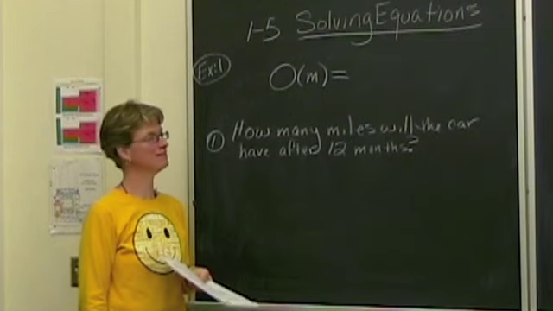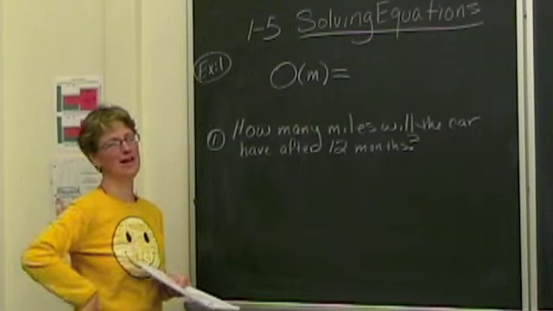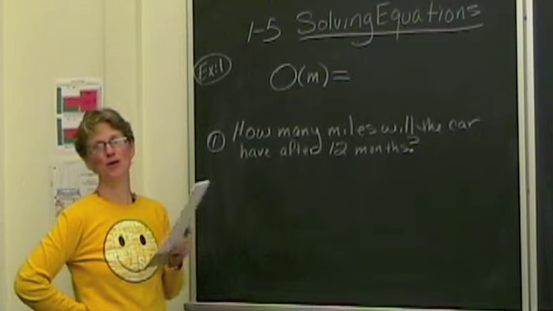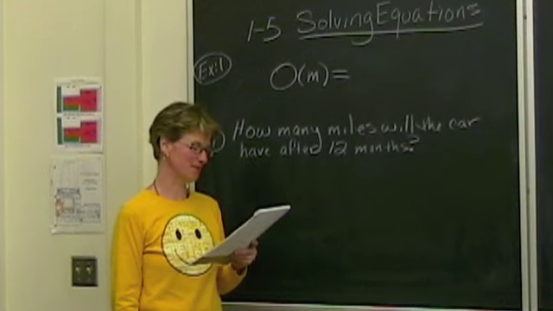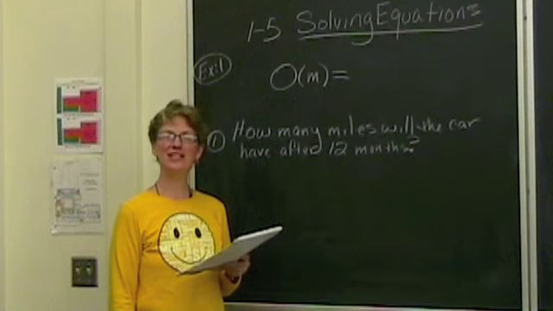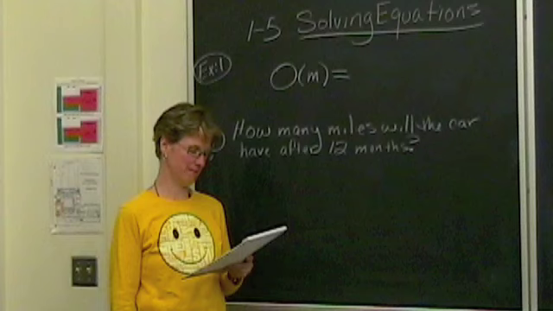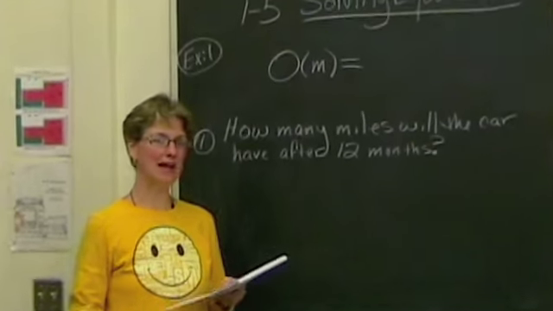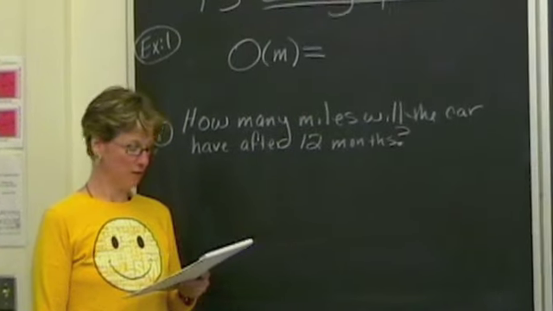Solving equations. Now, I happen to know there is a young man out there named Thad who is going to buy a vehicle, a used vehicle. It's going to have 88,000 miles on it, and he plans to use it 500 miles every month. Now, we let M stand for the number of months that Thad has owned the car.